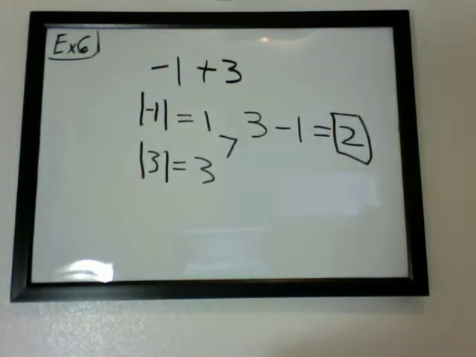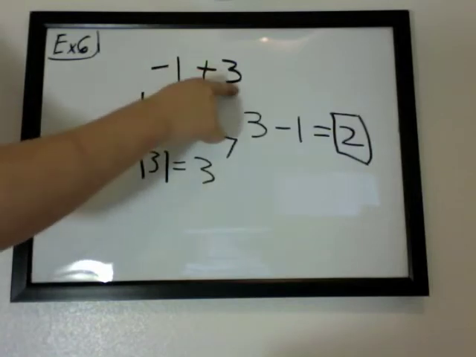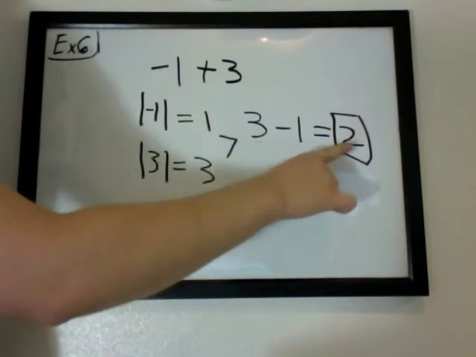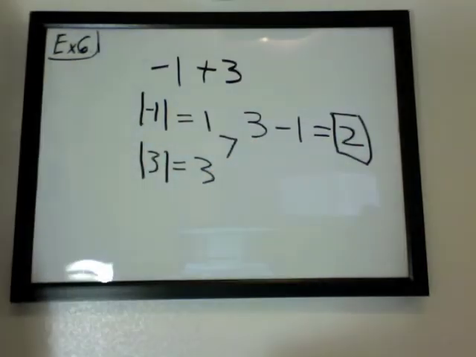So let's recap what we did. We have a negative number being added to a positive number. Take the absolute value of both. Subtract the smaller number from the bigger number. Then you get your answer. You don't have to change your answer. That's just what it is.